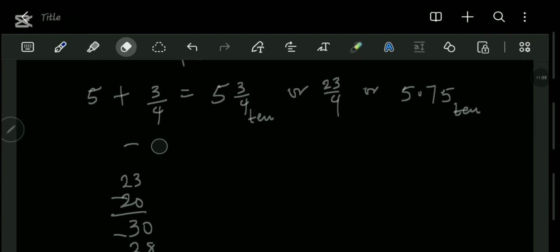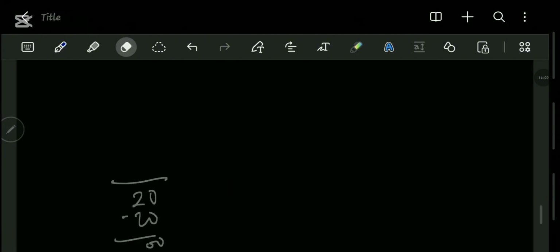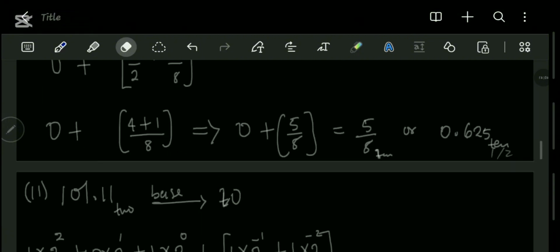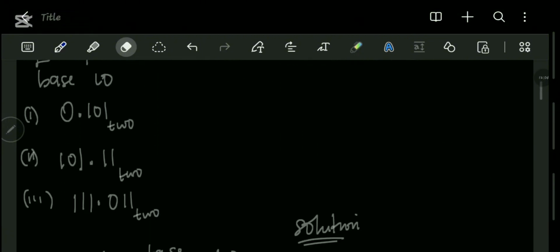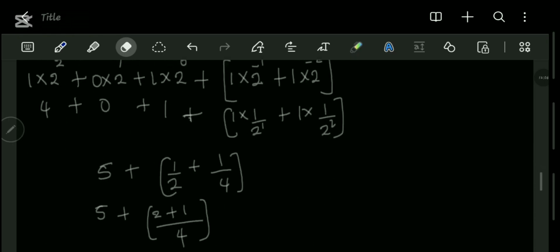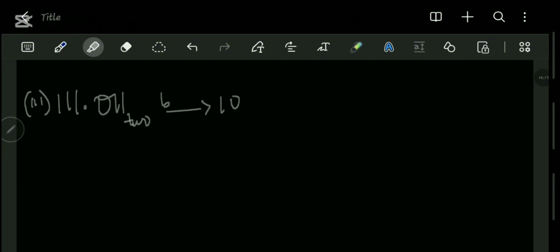And for the last question for today, we're asked to convert 111.011. This number is in base 2. We have to convert it to a number in base 10. So we'll do the same procedure.